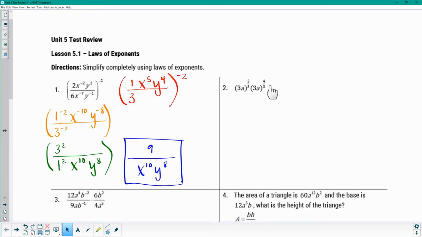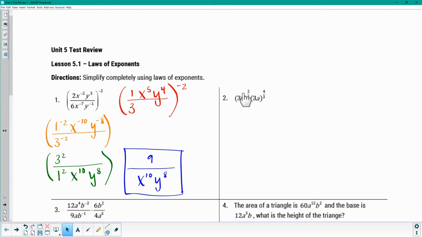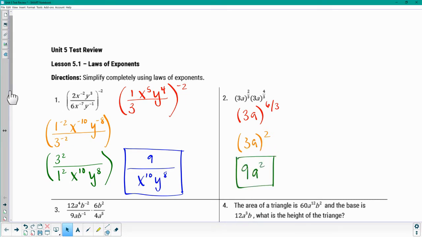For number 2, remember this is something you have to be very careful with. The rule does not change the base. Yes, I'm going to add the exponents, but I'm not going to do anything to that base 3a. So 2 over 3 plus 4 over 3 becomes 6 over 3, which is 2. And the last step is to distribute this 2 to both the 3 and to the a. So it's going to give me 9a squared.